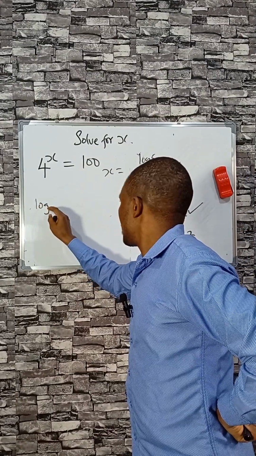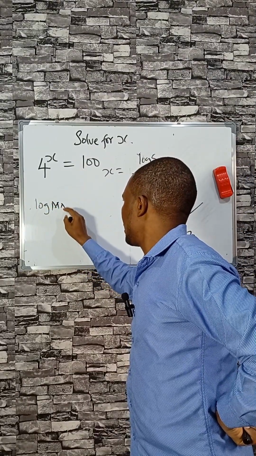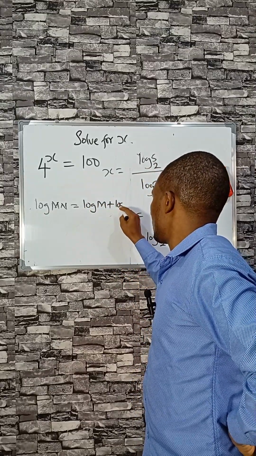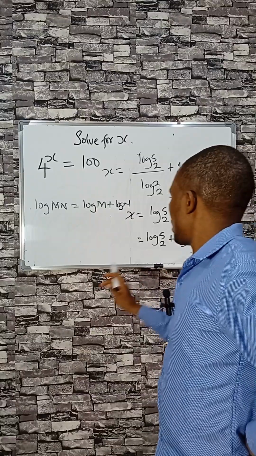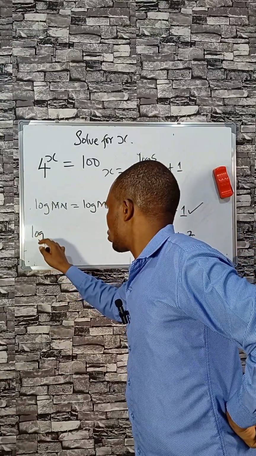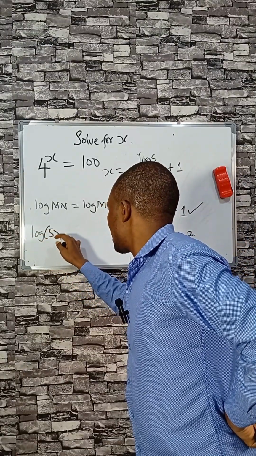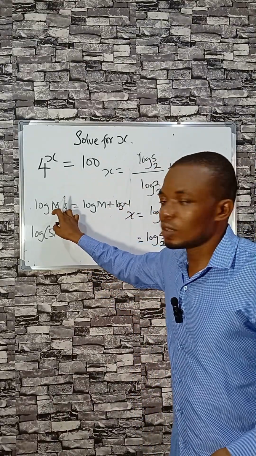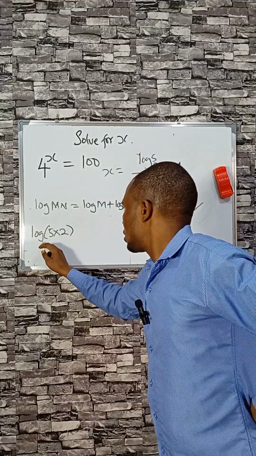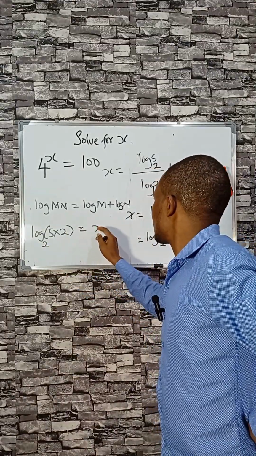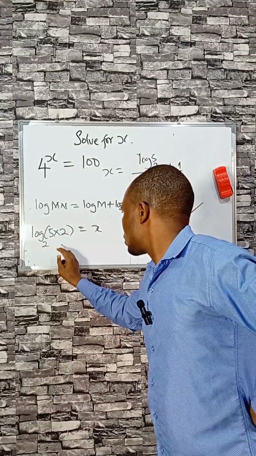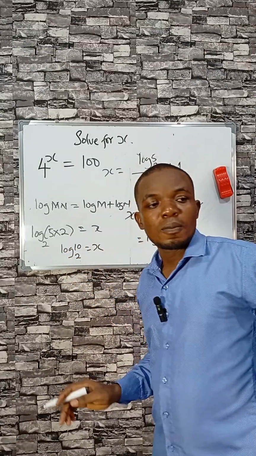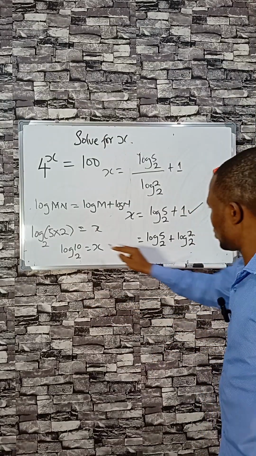Don't forget that log mn is written as log m plus log n. If that happens, we can write this as log 5 times 2. This 5 times 2, since they are an addition of logs, the logs can multiply, base 2, equals x. 5 times 2 is 10, so log 10 base 2 equals x. You can stop here. You are still correct.